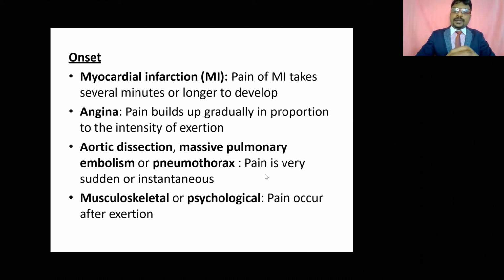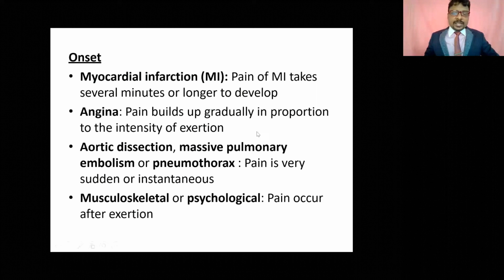And also onset. Onset means when they start to get the pain. The pain of myocardial infarction takes several minutes or longer to develop, so it develops slowly. But in angina, the pain builds up gradually in proportion to the intensity of the exertion. If they exert more, if they stress more, the pain is going to increase. If they take rest, the pain is going to subside.